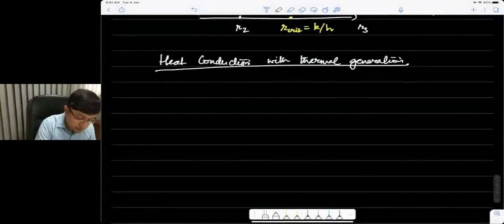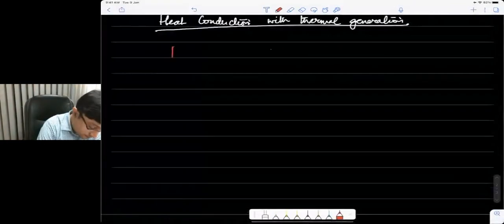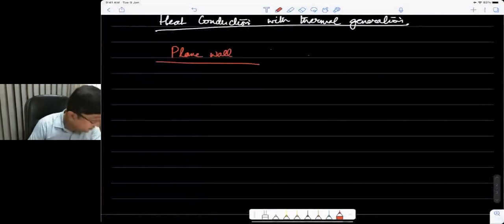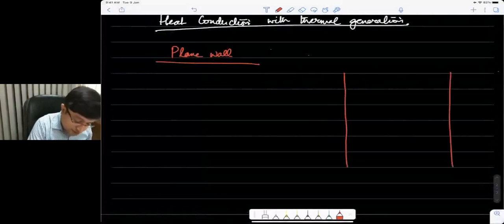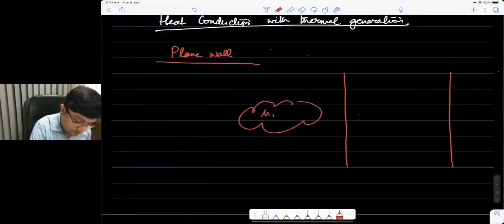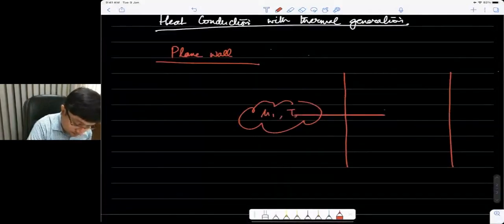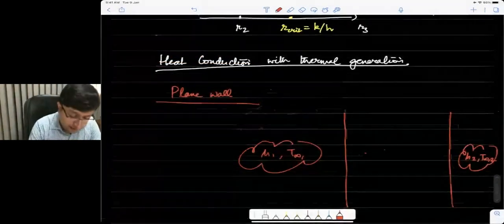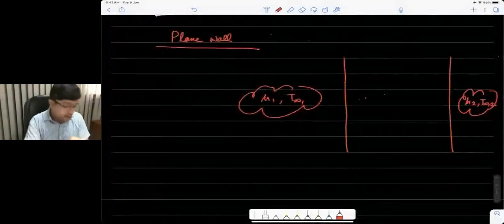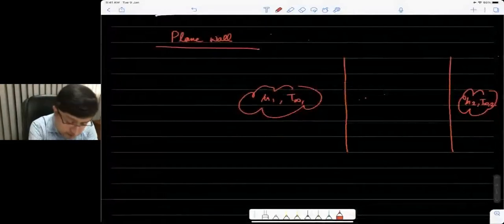So I'll start again with the simplest possible case, which is of the plane wall. So say that we have a plane wall which is exposed to a fluid on one end, again, h1 and T infinity 1. Okay, so I was just saying we have a plane slab, let's say, which is exposed to two fluids on either ends.